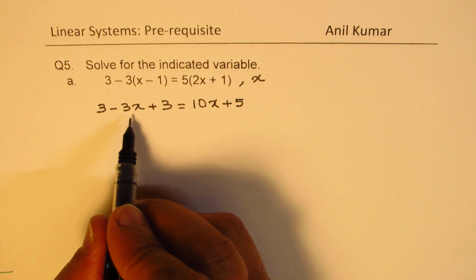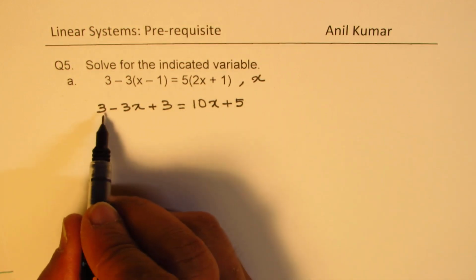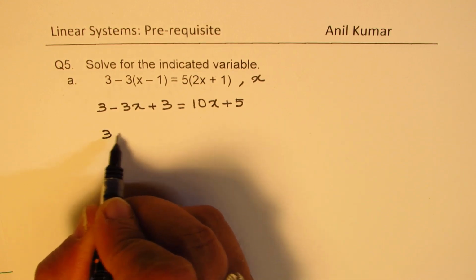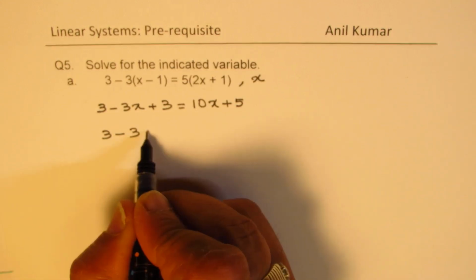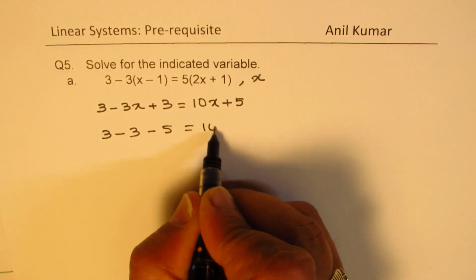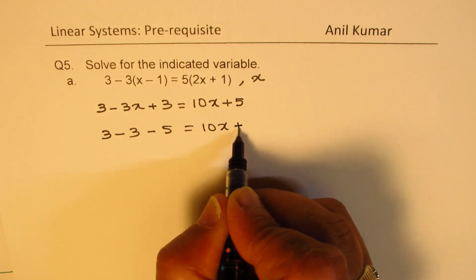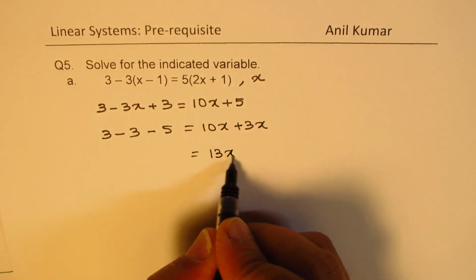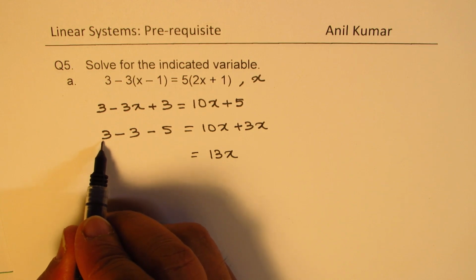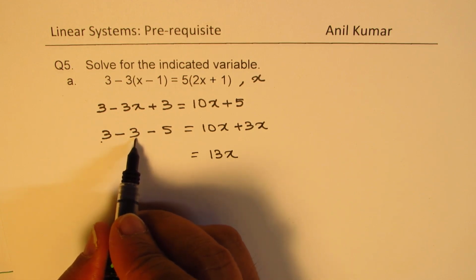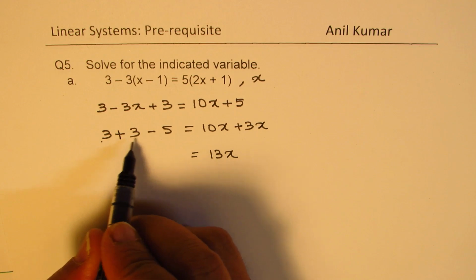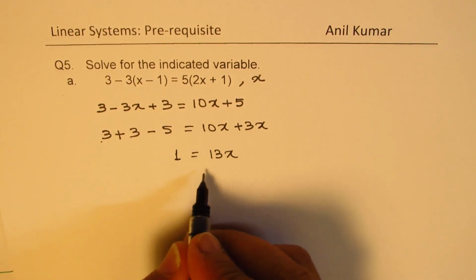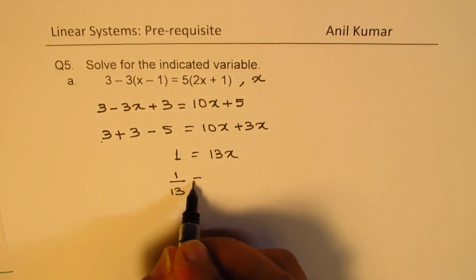Bring the x terms together. So let's take this on the right side. 3 plus 3 is 6, right? We'll take 5 on this side. And we have 10x plus 3x, which makes it 13x, and here we have 3 plus 3, I'm sorry, minus 5, so 6 minus 5 is 1, so we get 1 over 13 as the value of x. Clear?